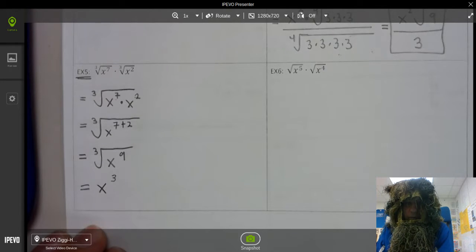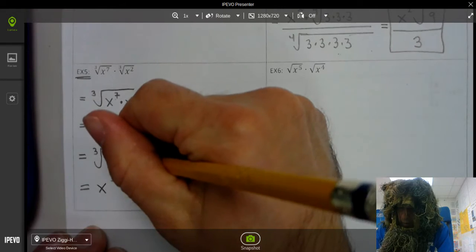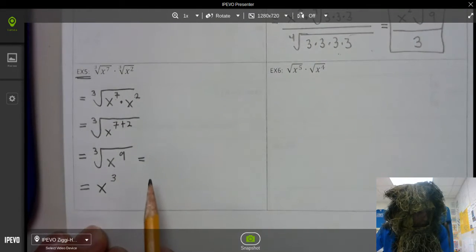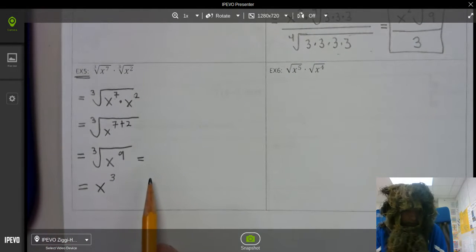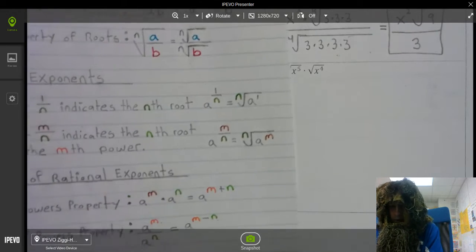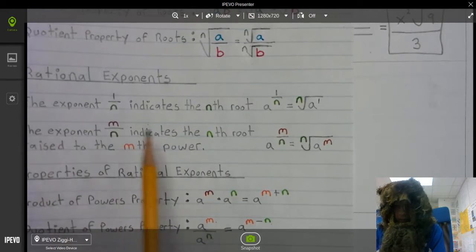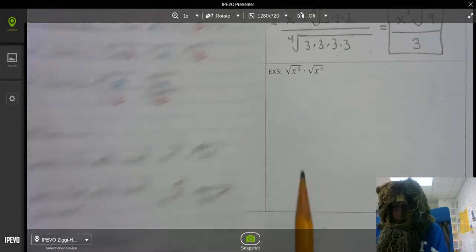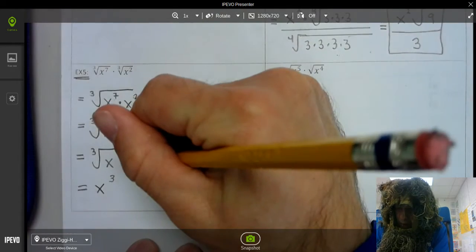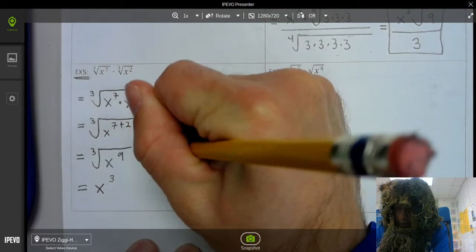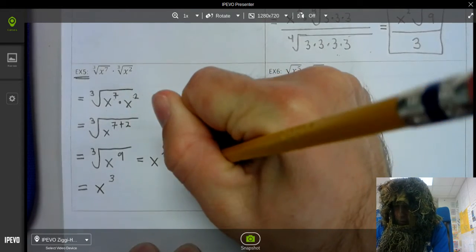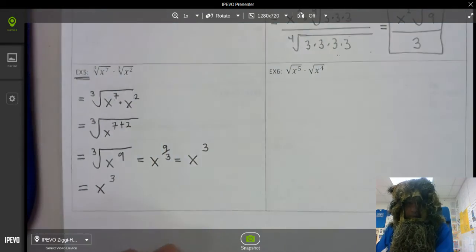And you're probably wondering what just happened to get there. Well, we can use this note right here, which is what I just used. Okay, so I can rewrite that as x to the 9 divided by 3, which is why it's x to the 3rd power.